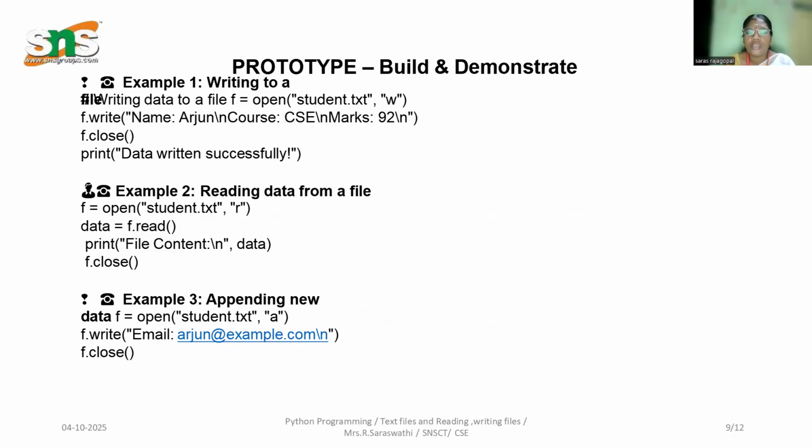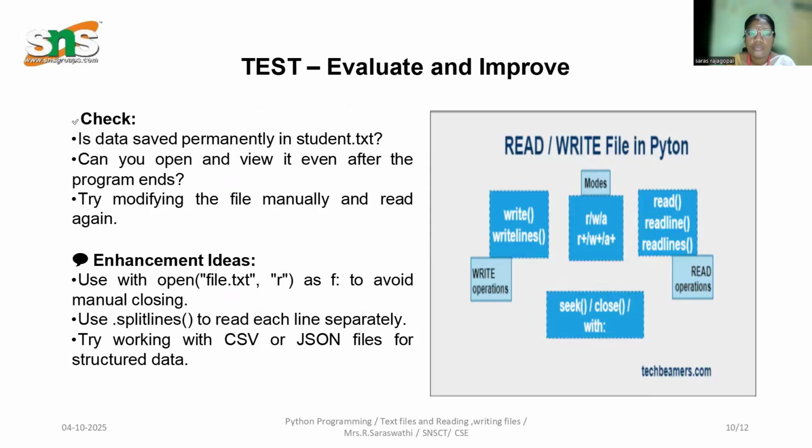f = open('student.txt', 'a'), append mode. f.write, adding an email. The email content will be stored in the file student.txt. The student.txt now contains four data: name is Arjun, course is CSE, marks is 92, and the email ID is arjun@example.com. After that, closing the file with f.close.